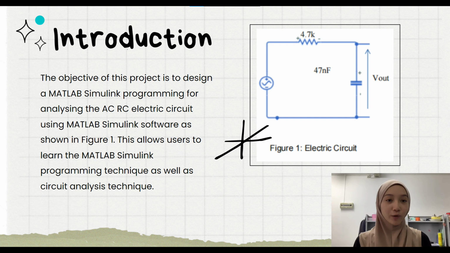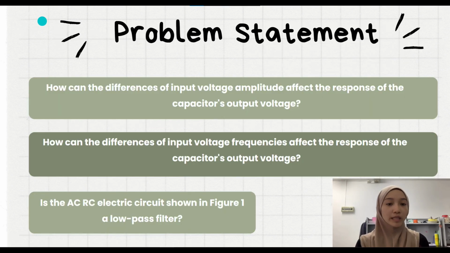Hi, Assalamualaikum. My name is Lubna Naziha binti Mat Lajis. My matrix number is DE22093. So I will explain about the introduction of this project. Firstly, the objective of this project is to design a MATLAB simulation program for analyzing the electric circuit in Figure 1 using MATLAB simulation software. So we can say that this allows users to learn the MATLAB simulation programming technique as well as circuit analysis technique.